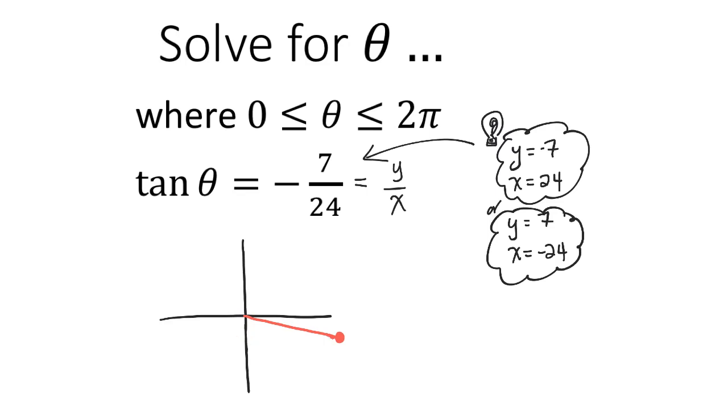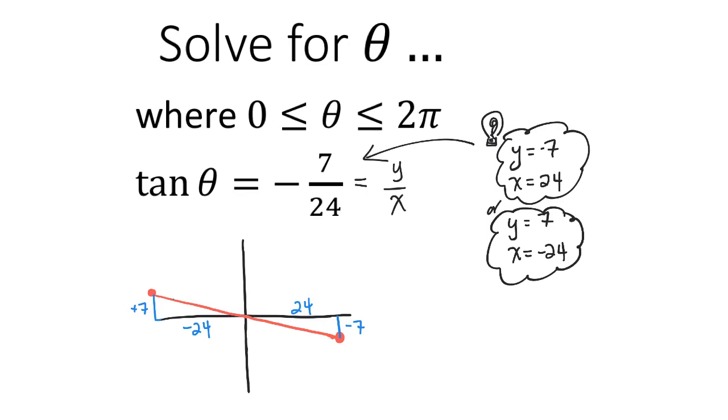If the other scenario is that y is positive 7 and x is negative 24, then I would need to go up by 7 and then left by 24, because up would be positive for y and left would be negative for x. So then I'd have my point over here, and again I would connect that point to my origin because the angle is always close to the origin.